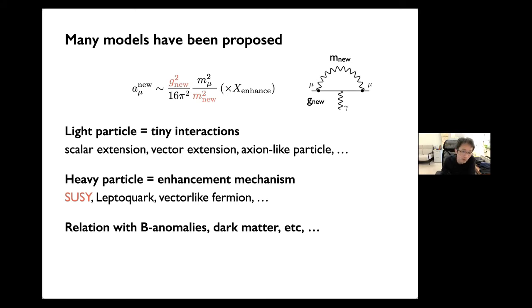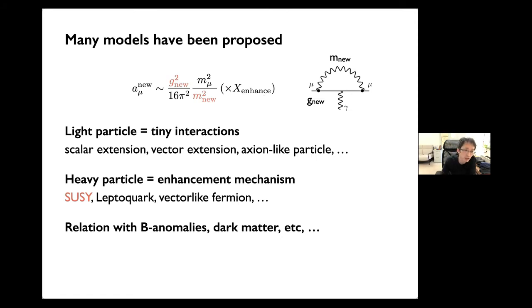So an axion-like particle model, for instance. The vector extension model, including the U(1) Lμ−Lτ, is one of the famous extensions of this candidate. And another scenario is a heavy particle. If we consider a heavy particle, so new physics at a high energy scale, then we can avoid the experimental constraint. And instead, since this mass M is large, we have to consider some enhancement mechanism. I mean, a large coupling or X enhancement is necessary.